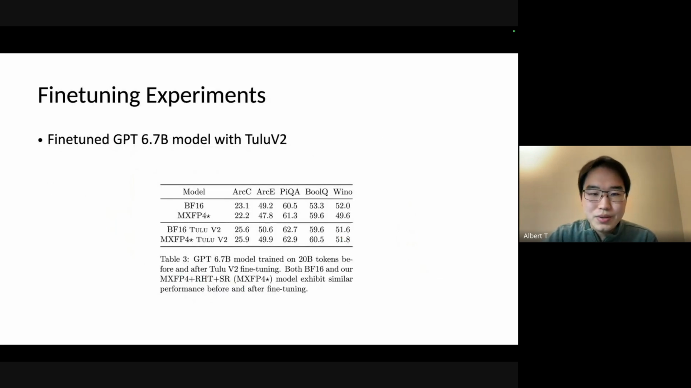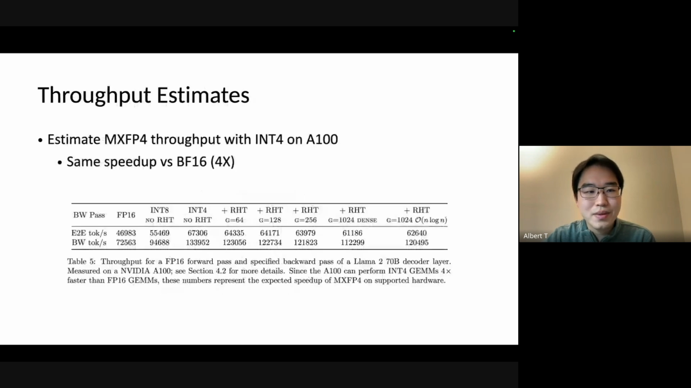And then we also tried some fine tuning. So we took our GPT 6.7 billion parameter model, the one trained with BF16 FP4, and we did Tulu V2. For the actual fine tuning part, we just used BF16 for forwards and backwards. So this is just evaluating the quality of the model. Both before and after, both models got about the same downstream zero shot performance. They're all kind of terrible because they've only been trained on 20 billion tokens, but they are about the same, which is what you would expect for models that are similar to each other.